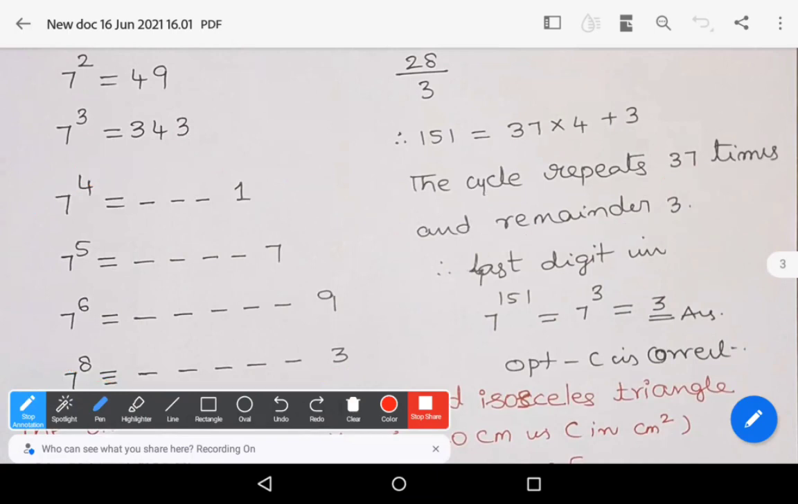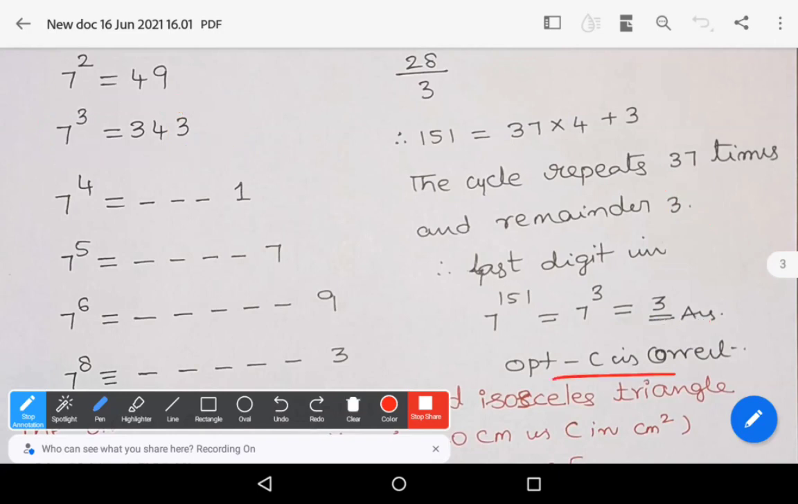Remainder is 3, so you have to observe 7 cube. What is the unit digit here? 3. So the answer is 3. Observe 7 cube, the unit digit is 3. So that is the answer.